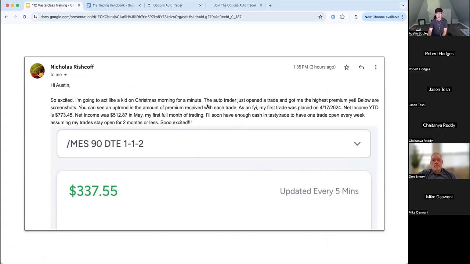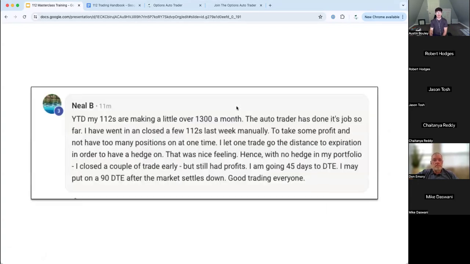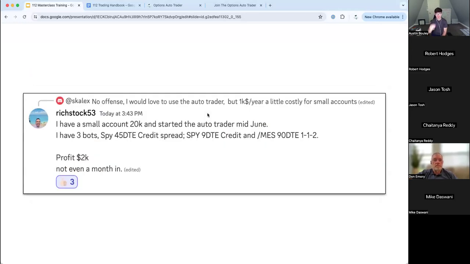People like Nicholas, who has made $340 on his small account, which he absolutely loves. Again, it's a small account and he hasn't been doing much. It's just working for him. That's how amazing the 112s are. Neil made $1,300 in his first month of trading 112s. Rich has made $20,000 with it between credit spreads and the MES 112s. I'm so sorry. He had a $20,000 account and he made $2,000 in his first month.